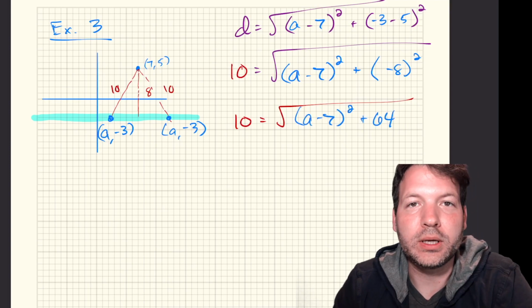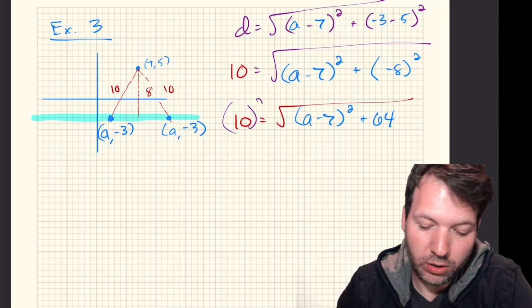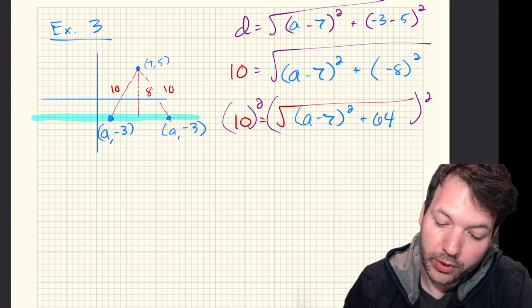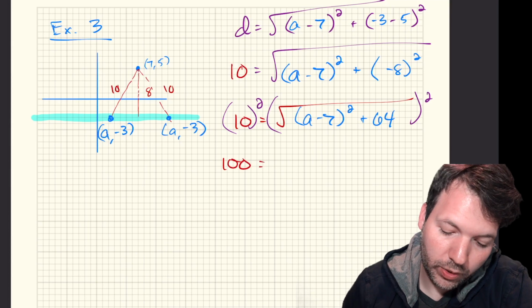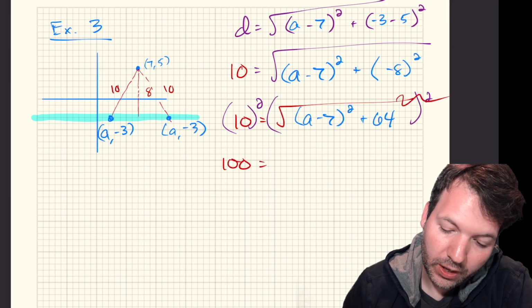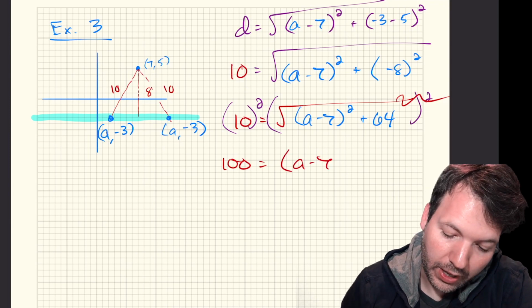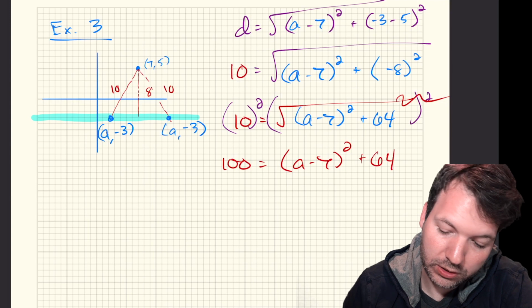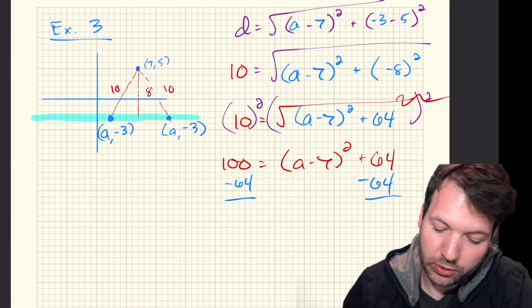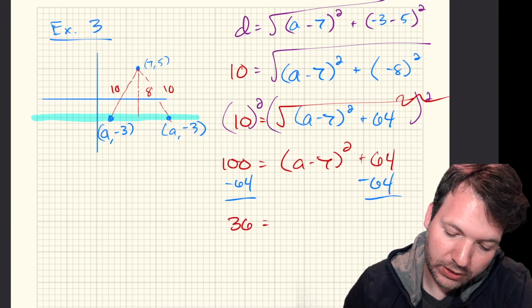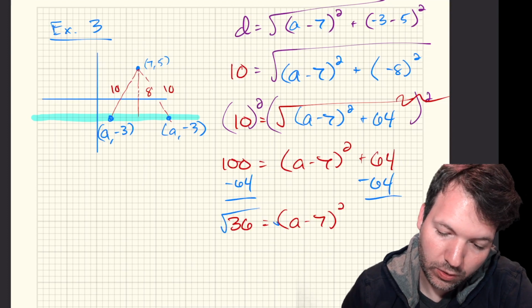Now at this point you might recognize, we have a radical equation. And so we're going to solve this radical equation by doing what we always do, squaring both sides to get rid of the radical. 10 squared, of course, is 100. And on this side, we just cancel the radical and the square. And so we get a minus 7 squared plus 64. And then from here, we could subtract 64, 36 equals a minus 7 squared.